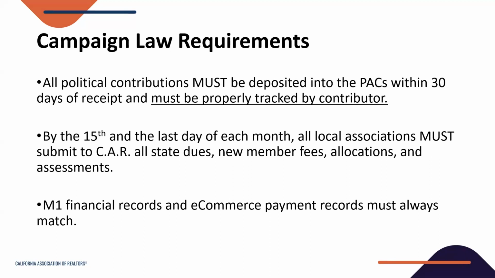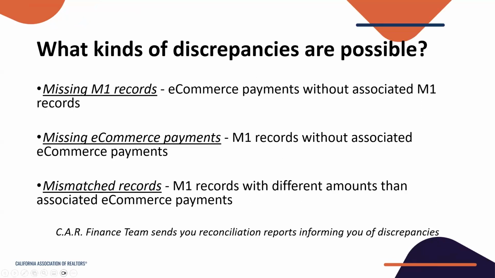Record-keeping requirements mean that M1 financial records and e-commerce payment records must always match, and the C.A.R. finance team runs comparisons between the two systems to reveal discrepancies. Discrepancies between the two systems can be of three types. There can be missing M1 records. That's when e-commerce payments happen without an associated M1 record.